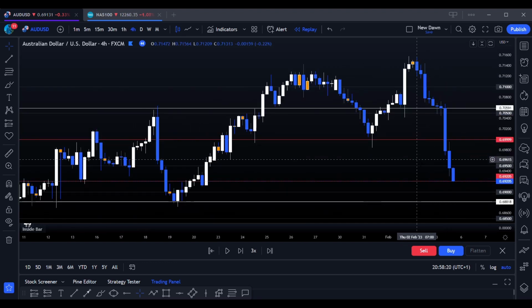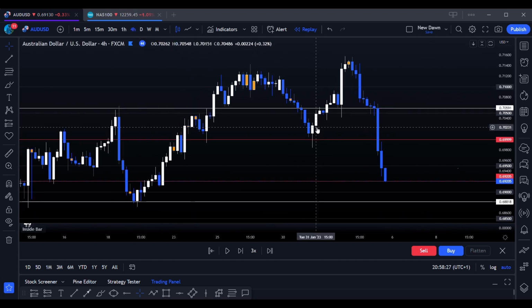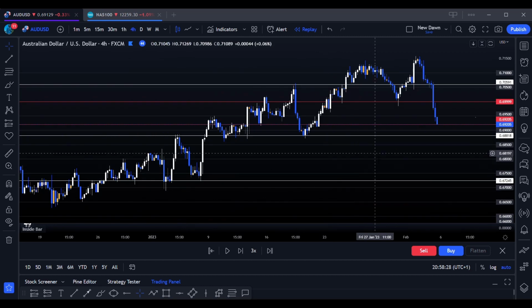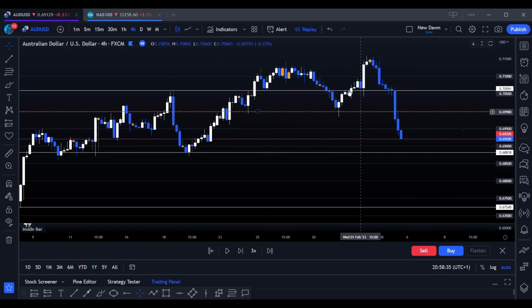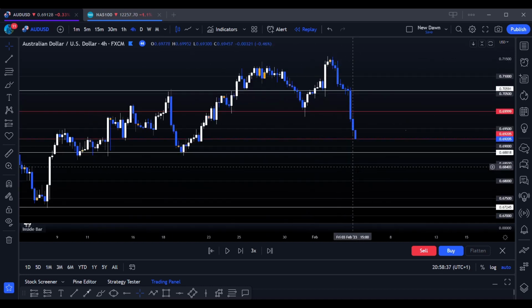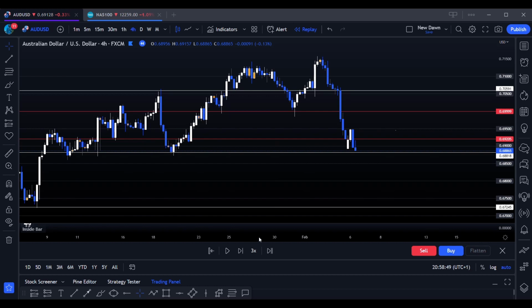Alright guys, so weekly recap on Aussie dollar, Australian dollar to US dollar. So for the week, we're coming into Monday. This is just going to be a backtesting session to see what happened during the week. I don't trade on Monday, so I'll be skipping that.